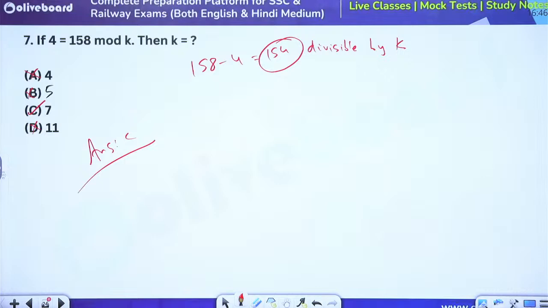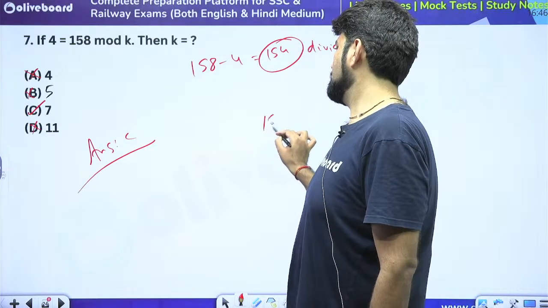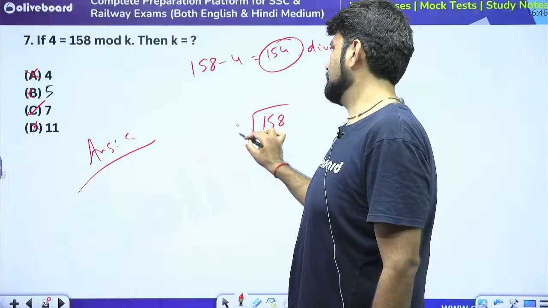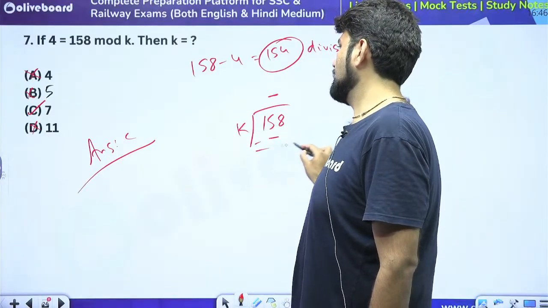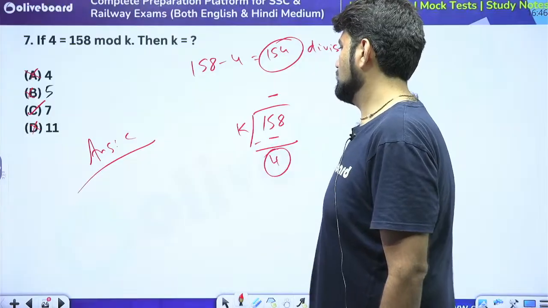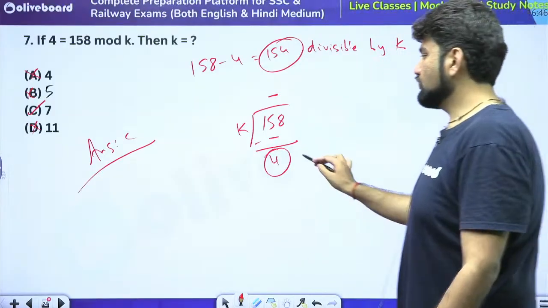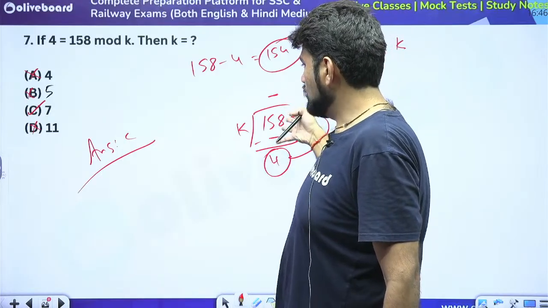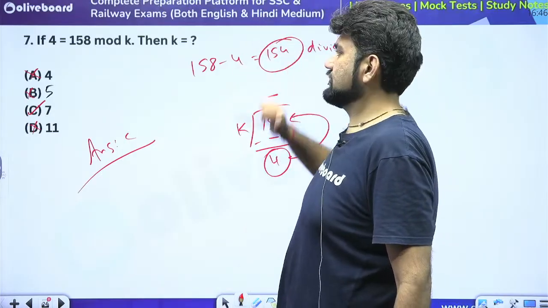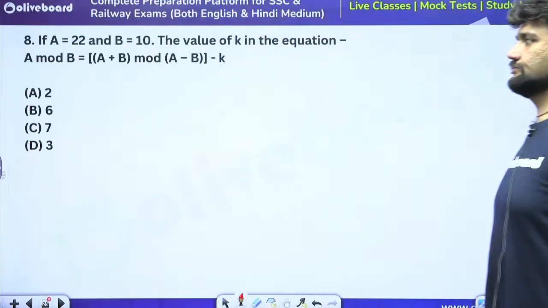154 should be divisible by k. See, basically what they are trying to tell us is, if I am dividing 158 by k, I am getting something here, I am subtracting something here, and finally I am getting 4 as the remainder. That means 4 is excess. So if I remove this 4 from the dividend, then that value will be divisible by k. So that is what I am testing here. So options are going to be required in this case.